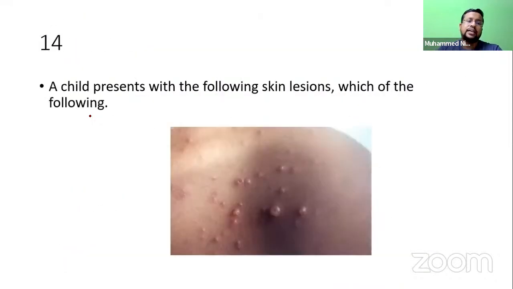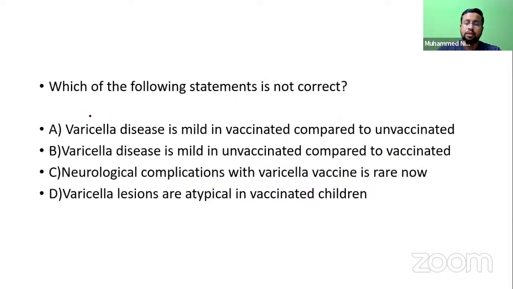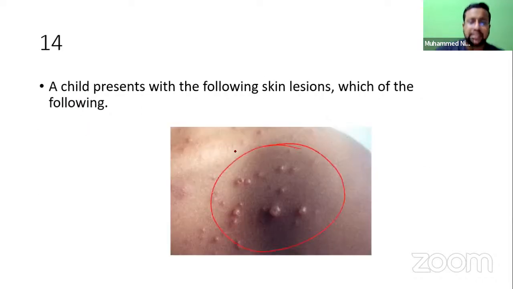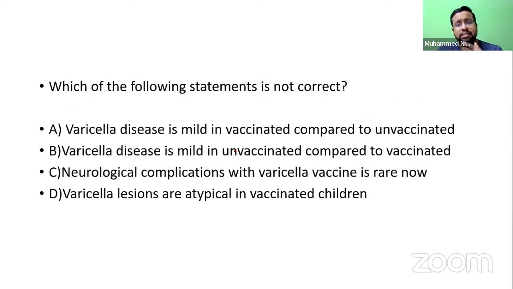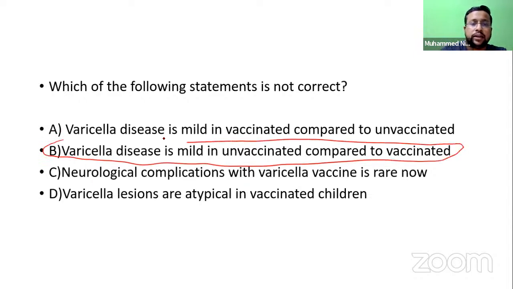Question number 14. A child presents with the following skin lesions, and which of the following statements is not correct? The skin lesions were typical of varicella, and the options were: varicella disease is mild in vaccinated compared to unvaccinated; varicella disease is mild in unvaccinated compared to vaccinated; neurological complications in varicella are rare; and varicella lesions are atypical in vaccinated children. The disease is mild in vaccinated compared to the unvaccinated, and option B is not correct. It is not mild in unvaccinated.